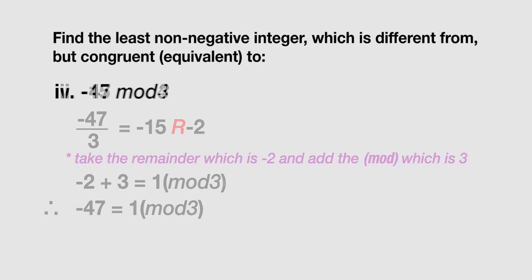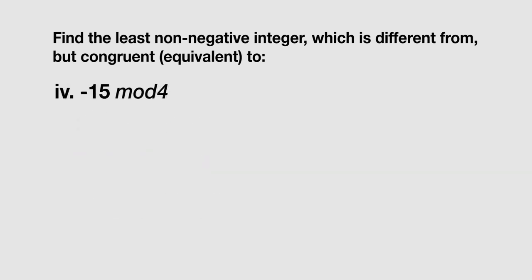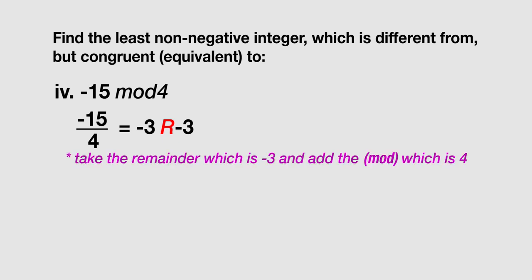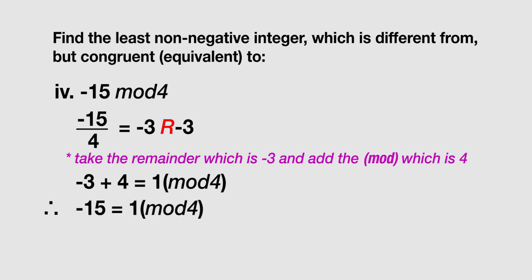Now, the next example says negative 15 mod 4. Again, take the negative 15, divide by 4. You will get negative 3, remainder negative 3. We take the remainder, which is negative 3, and add the mod, which is 4. Negative 3 plus 4 gives us 1. So our answer is 1 mod 4. Therefore, we are saying negative 15 is equal to 1 mod 4. I hope you are getting it.